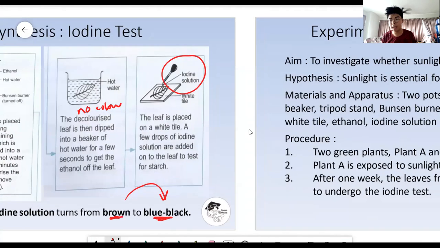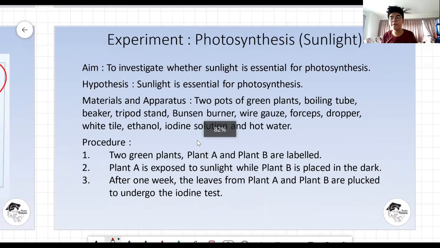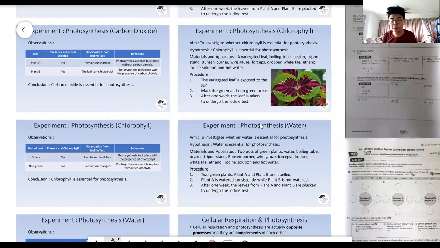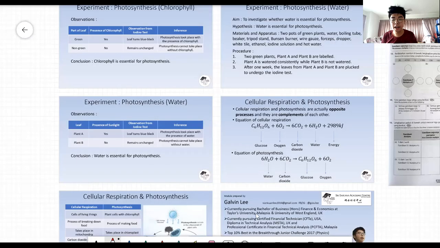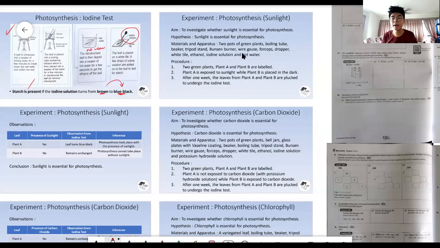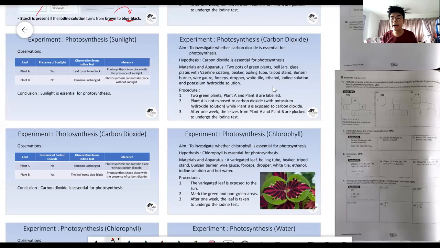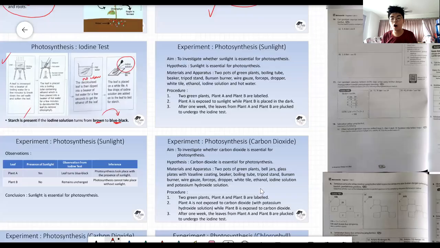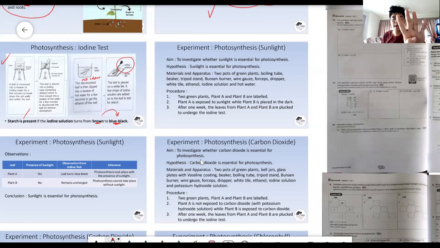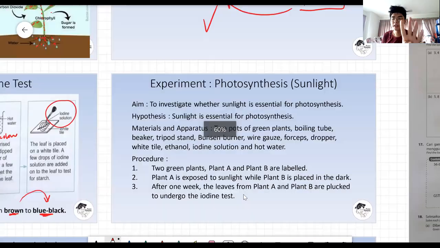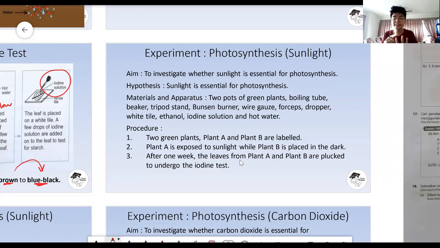Okay, remember the color. Now, there are going to be four experiments, if I'm not mistaken. Correct, there are going to be four. Because we know there are four requirements, or four factors, of photosynthesis: sunlight, carbon dioxide, water, and chlorophyll.